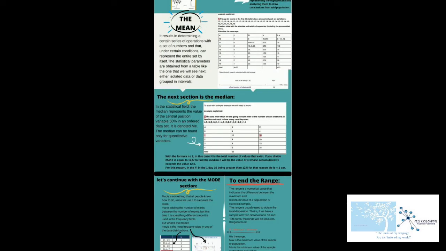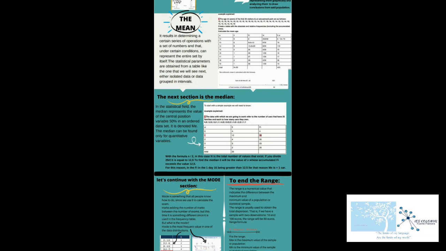The range is a numerical value that indicates the difference between the maximum and minimum value of a population or statistical sample. The range is usually used to obtain the total dispersion. That is, if we have a sample with 2 observations, 10 and 100 euros, the range will be 90 euros.